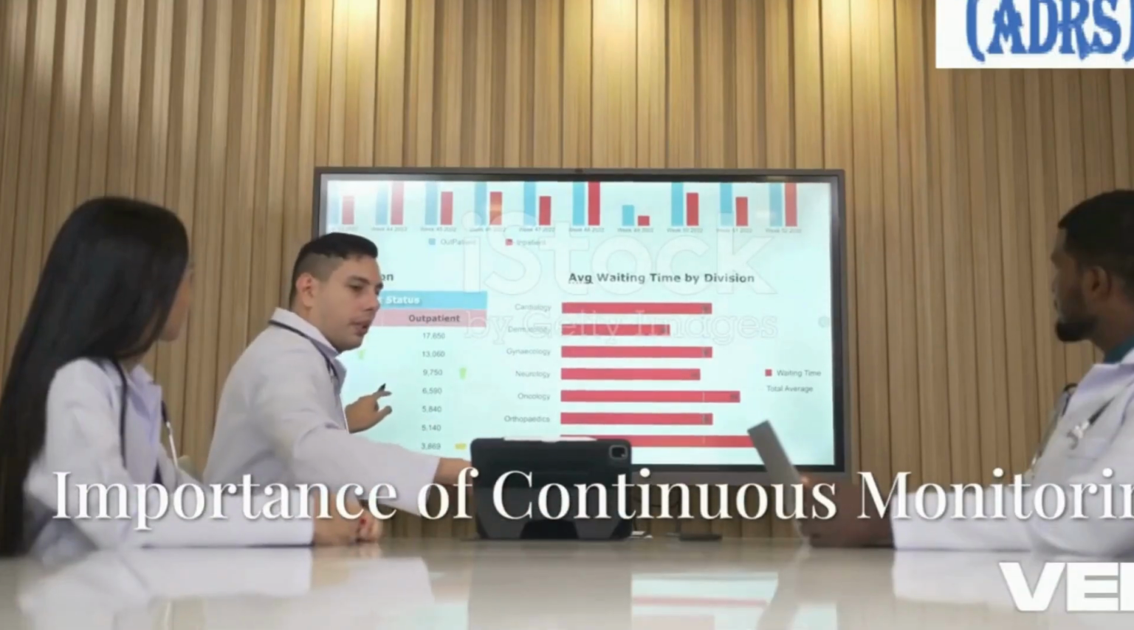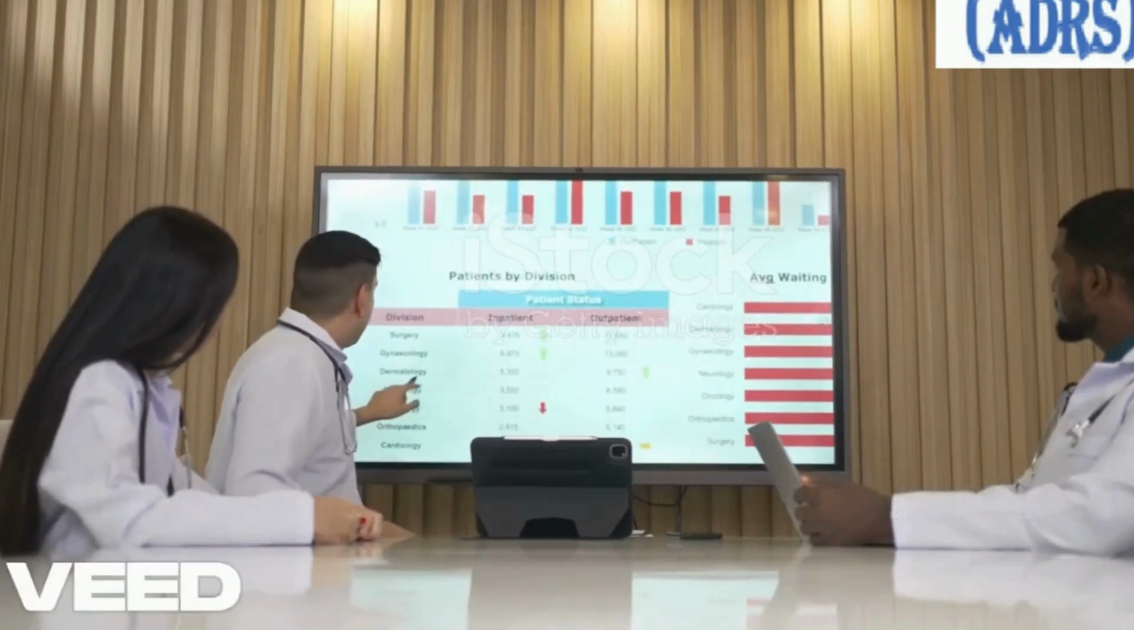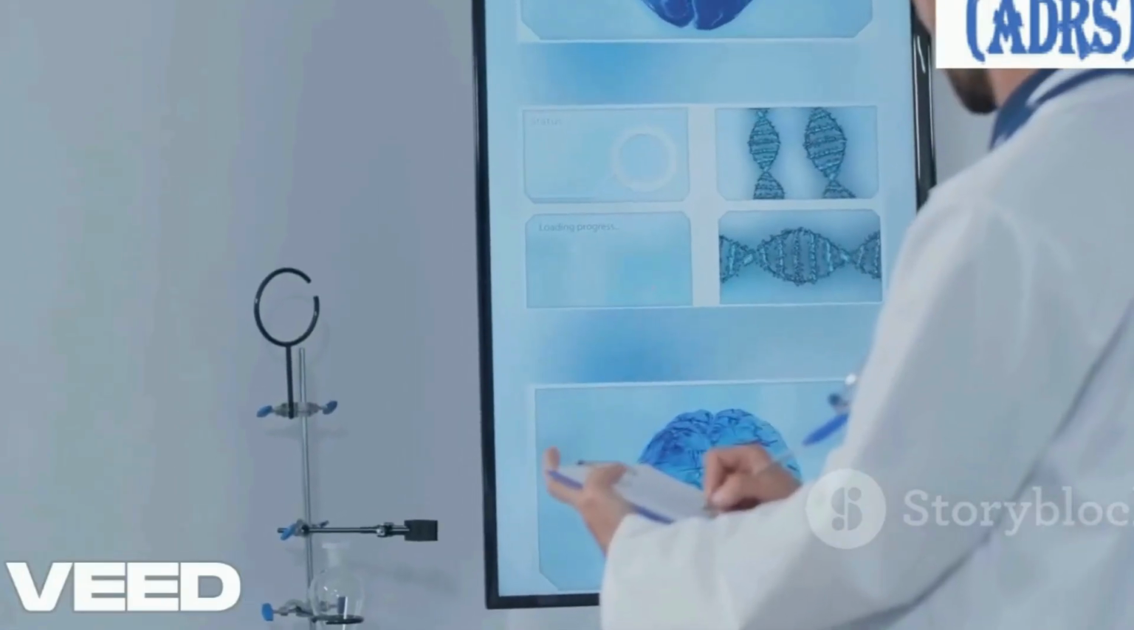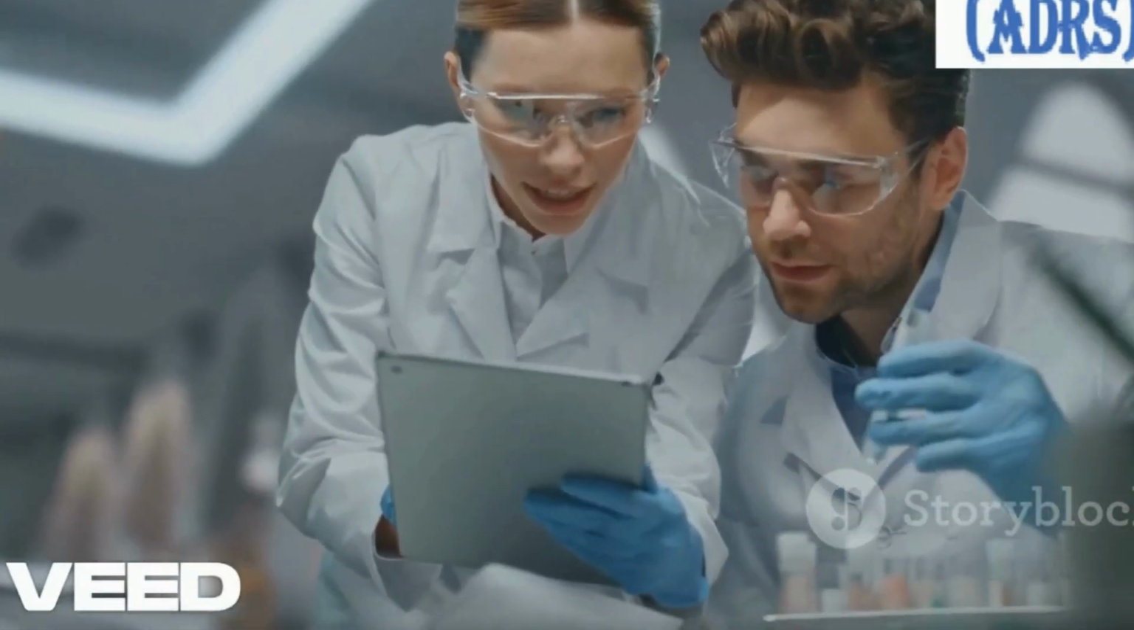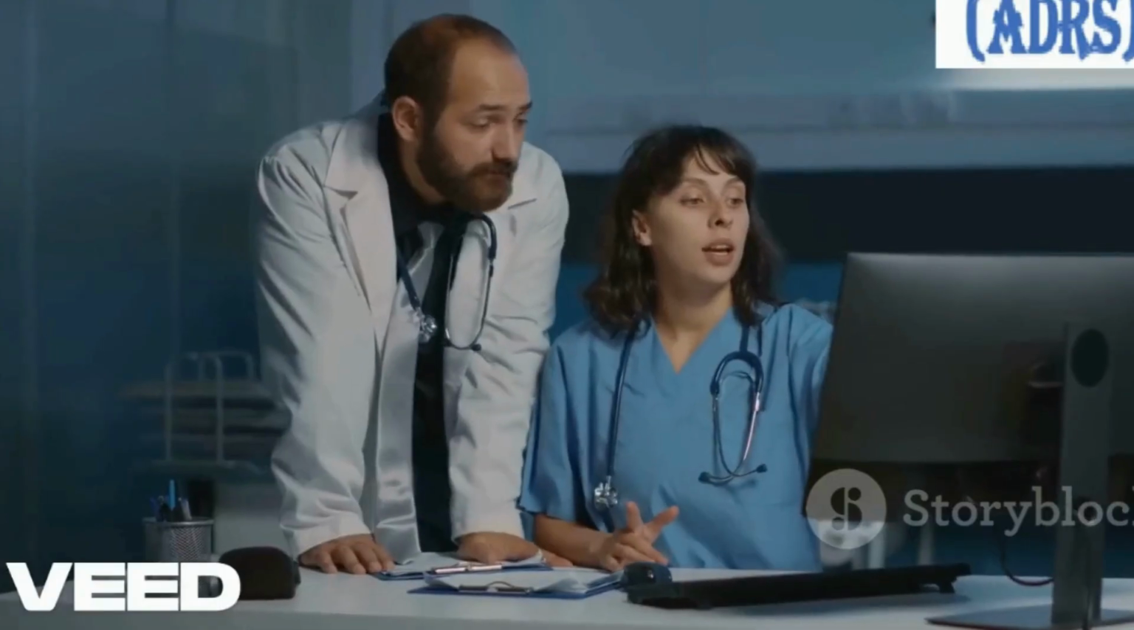But here's what makes our job in pharmacovigilance so critical. New ADRs can emerge at any time, even years after a drug has been on the market. That's why continuous monitoring is essential.